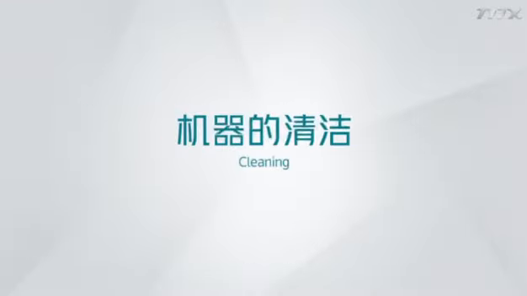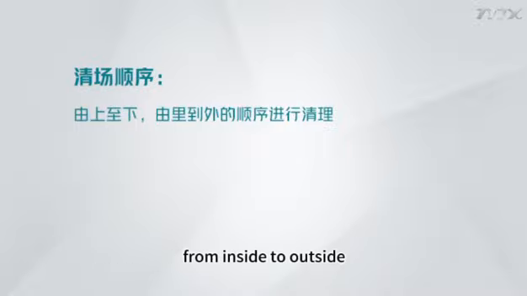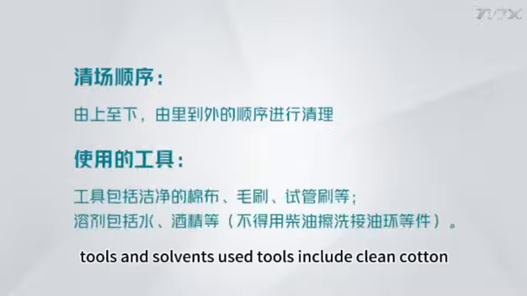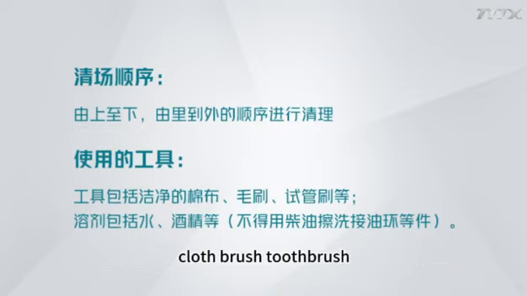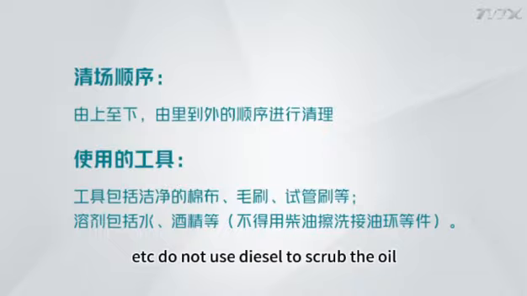Machine cleaning. Cleaning sequence: clean from top to bottom, from inside to outside. Tools and solvents used: tools include clean cotton cloth, brush, toothbrush, etc. Solvents include water, alcohol, etc. Do not use diesel to scrub the oil ring and other parts.